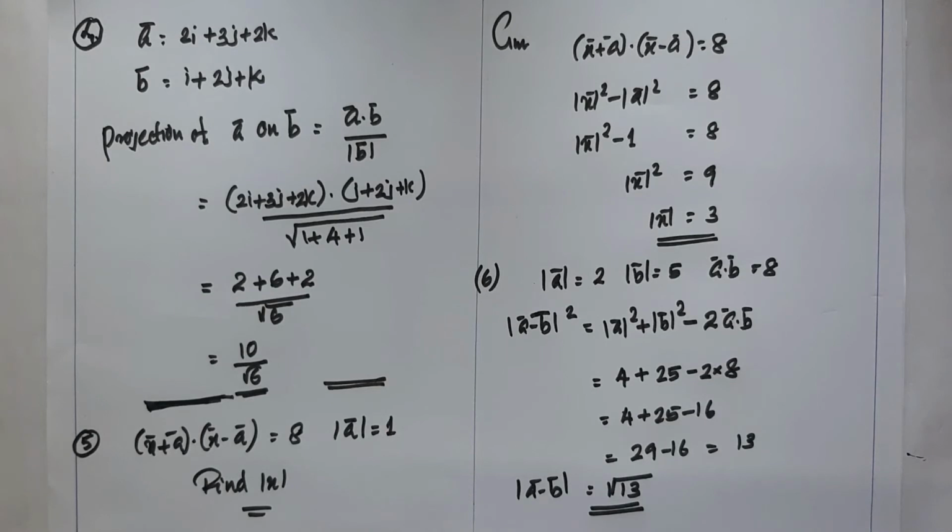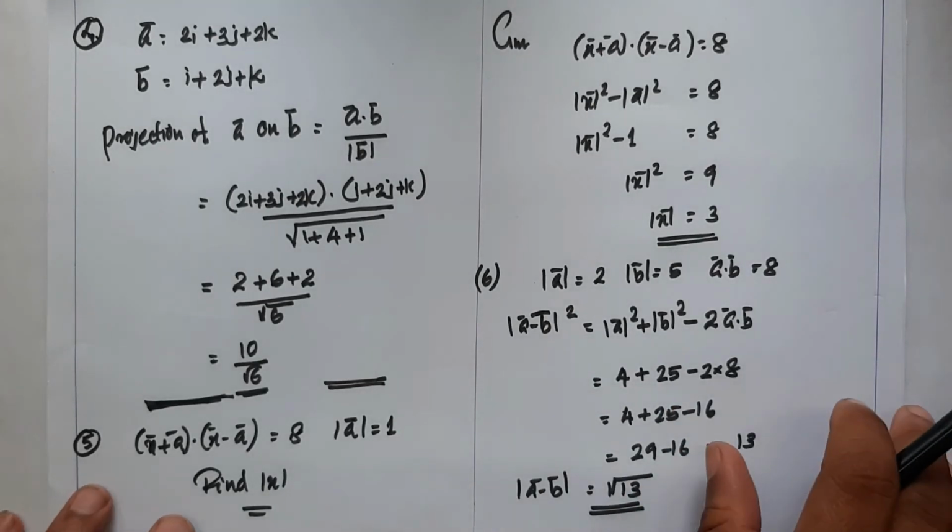Direct mod A minus B is not possible. So you take the square, then we apply the identity: mod A square plus mod B square minus 2 A dot B. Don't write just AB, write A dot B. Just AB is for scalar quantities, so write A dot B. Then we apply the given values and you get the answer. Okay.